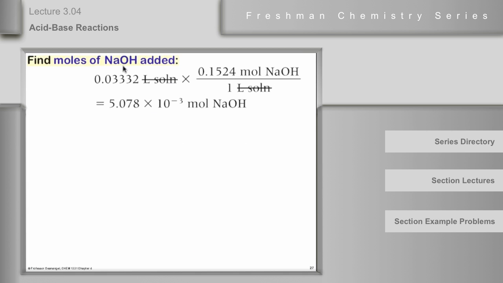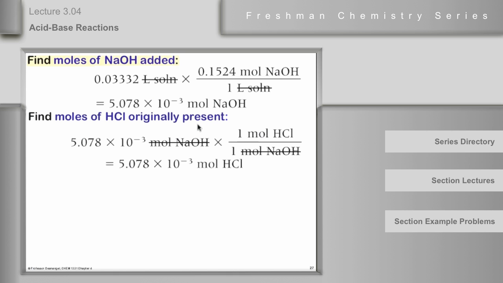The second step is to use that volume and the concentration to get the number of moles of sodium hydroxide that is consumed. 0.03332 liters of solution times 0.1524 moles in 1 liter. The liters cancel, and we get 5.078 times 10 to the minus 3 moles of sodium hydroxide. Well, that's the end of the first step. Now we need to convert this to moles of acid and then get the concentration.